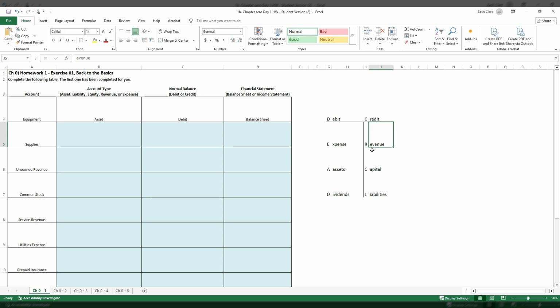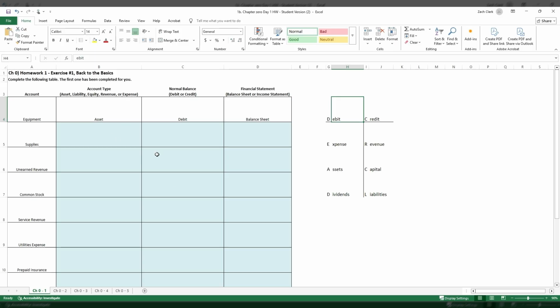So again, if it's under the C on our little mnemonic device, that means it increases with that side. So it increases with a credit: revenue does, liabilities do, etc. And then for the debit side, if it's an expense, it's going to increase with the debit. If it's an asset, it's going to increase with the debit. Dividends increase with debits. And alternatively, if we want to decrease an asset, we would credit it. So again, it's just the opposite of what it falls under. A handy little tool to help you remember that.